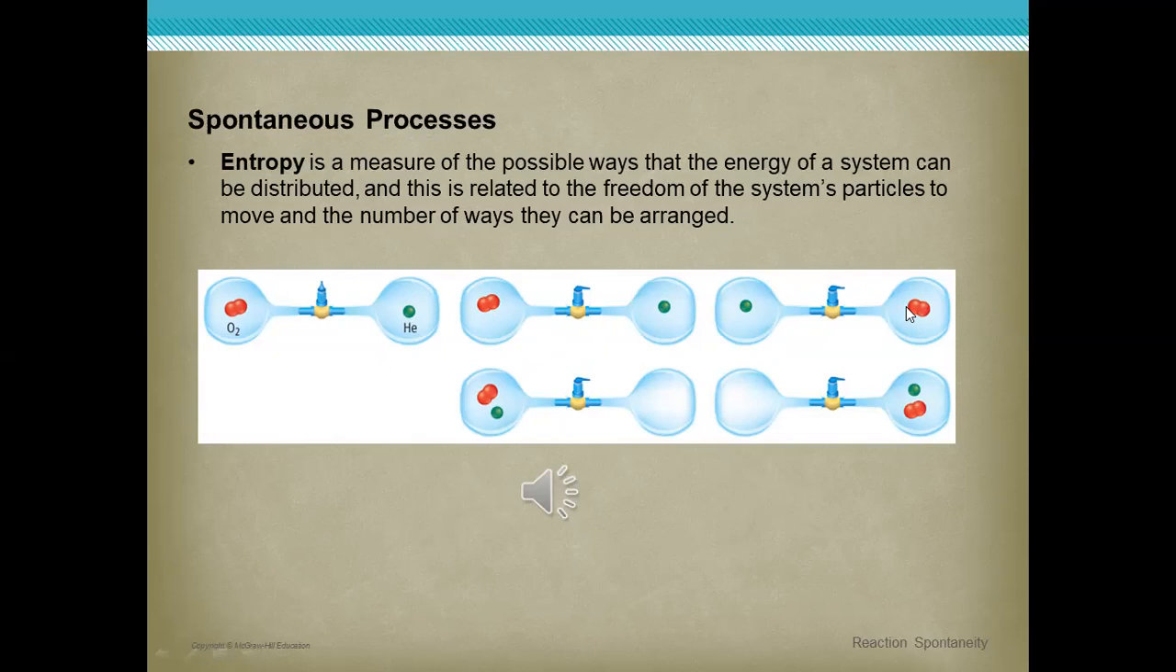After that, the helium itself can move again toward the oxygen gas, and on the other side, oxygen gas can move toward the helium gas. So it's called the entropy of the reaction. Listen again: entropy is a measure of the possible ways that the energy of a system can be distributed, and this is related to the freedom of the system's particles to move and the number of ways they can be arranged.